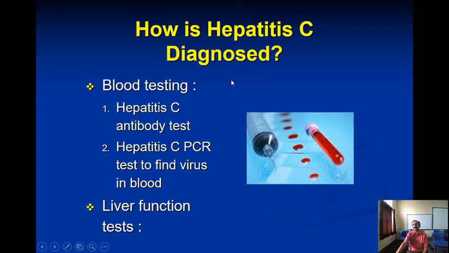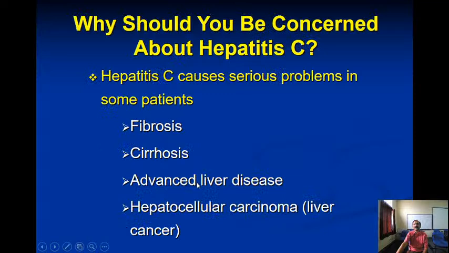How do you detect it? We are still looking at the same story of virus. Virus is detected with the PCR studies, and the antibody is detected by hepatitis C antibody studies. Also, there will be problems with the liver function tests. So those may give you an indicator initially, and then you start investigating further.